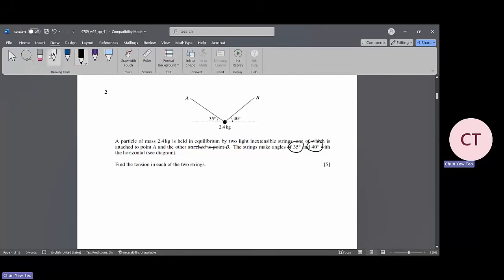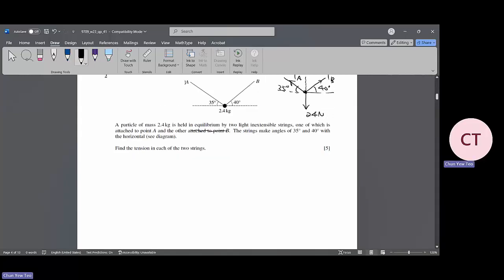So how are we going to find the tensions? You can redraw the diagram. This is your weight, that will be 24 Newton. This is 40 degrees, this is 35 degrees. This is your tension A, this is your tension B, and this is the vertical.